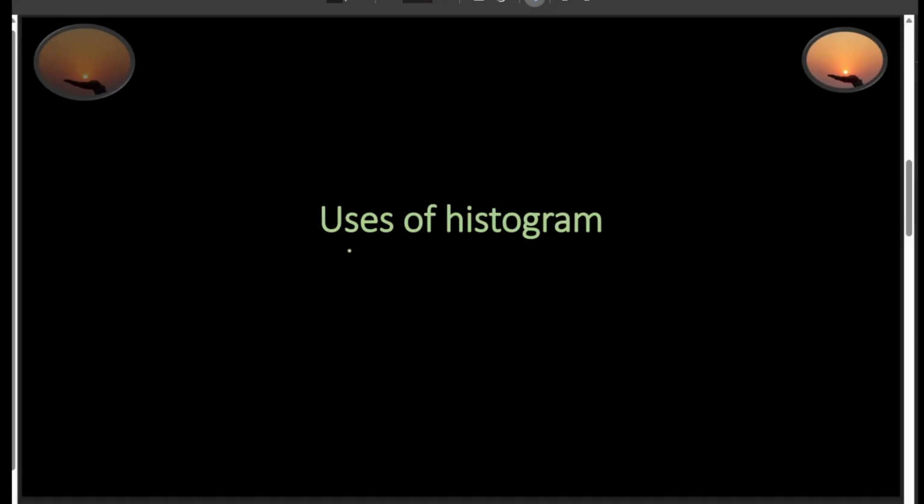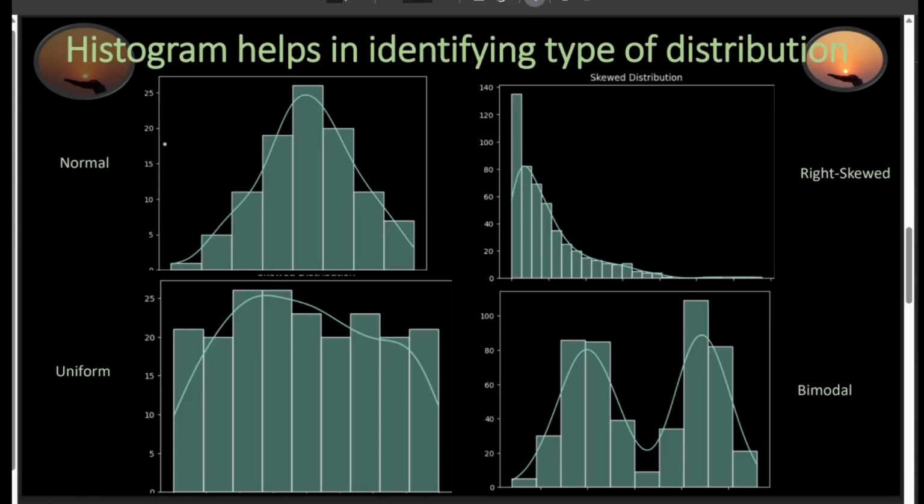So histograms have some applications. Let's try to see some of the applications of histograms. What are the uses of histograms? The first one is that they help you identify the types of distribution. Just by looking at that, you can tell what type of distribution that is.